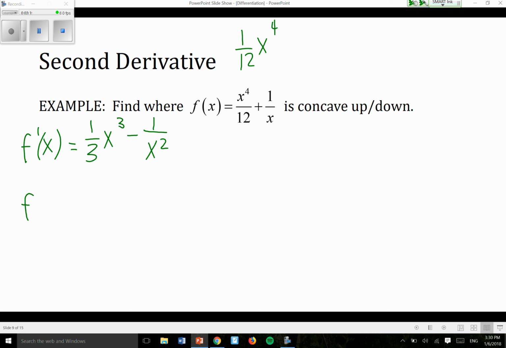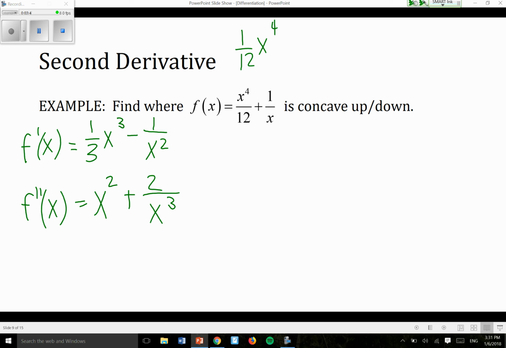So we're going to go ahead and take our second derivative. Again, just more power rule. Bring the 3 down, we get x squared. And then the derivative of negative 1 over x squared, we can think of that as negative x to the negative 2. Bring down the 2, and we get positive 2 times x to the negative 3rd. Positive 2 over x cubed.